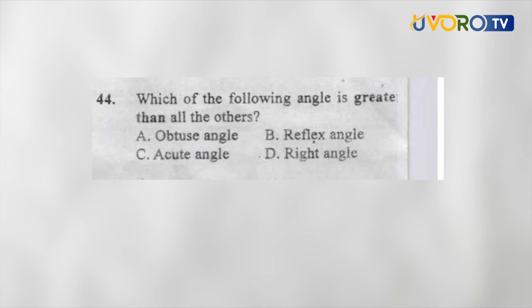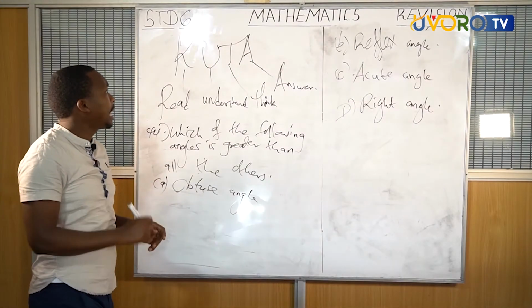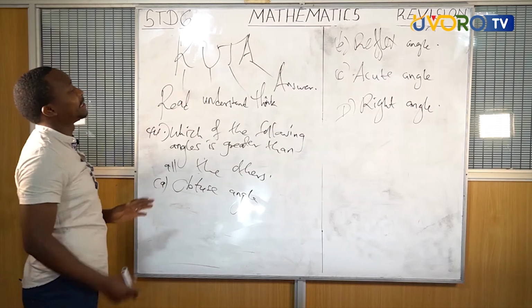Reflex angle. Our C is actually acute angle. And for our D, right angle. Using our formula, that is ROUTER, U for understanding.